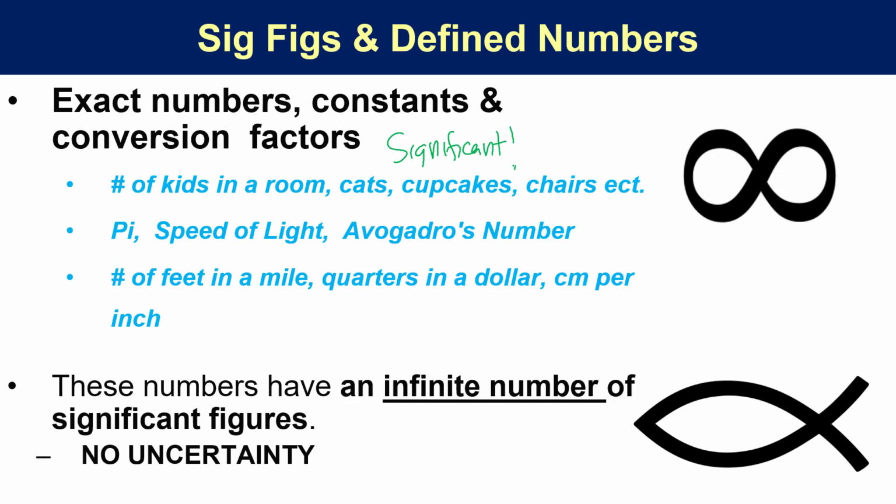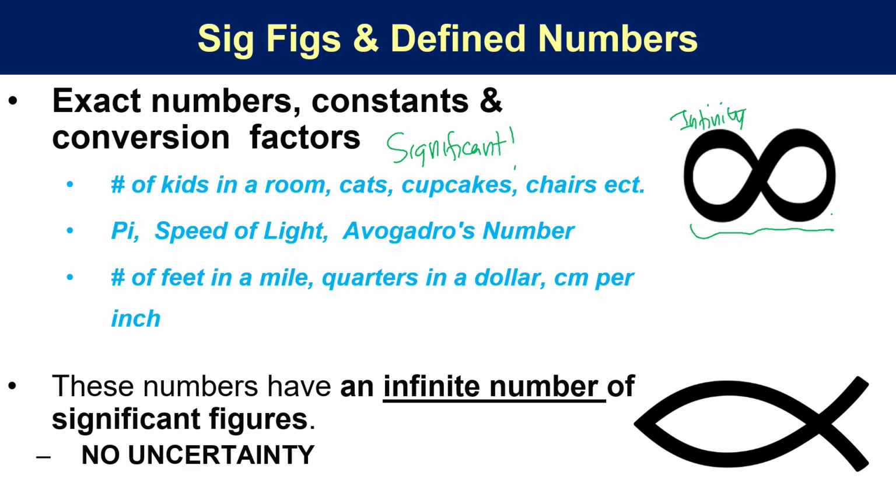Examples of exact numbers or counting, for instance, are when you would say, well, how many kids in this classroom? Well, you could certainly count them and leave no uncertainty to get a total of how many kids are in the room. How many cats are in a hoarder's house? How many cupcakes are in the bakery? How many chairs are set for a table? How many forks there are? Anything that you can count without uncertainty is considered to have what we call infinity or infinite sig figs. That is the sign for infinity.